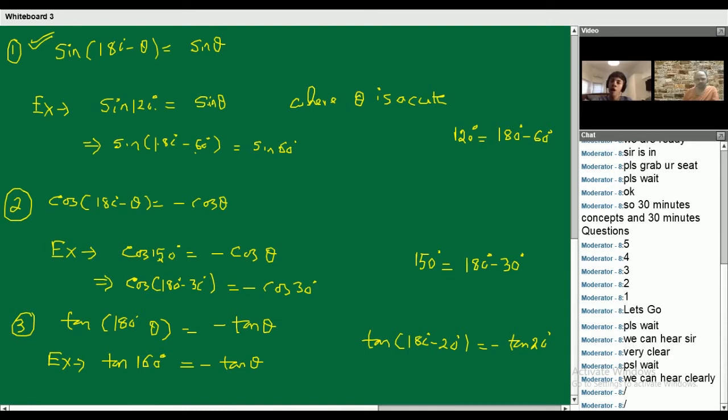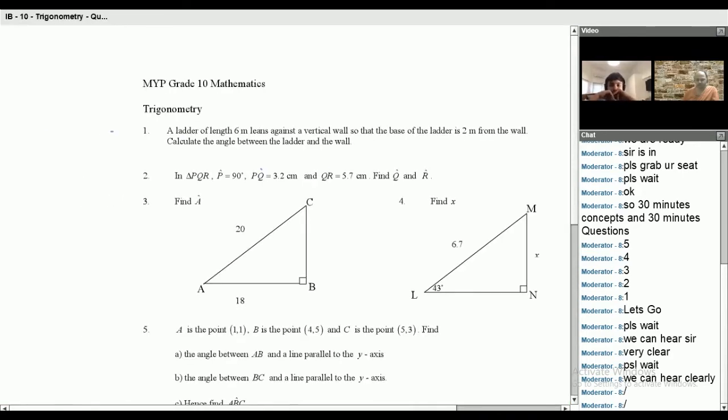So it was all about the conceptual discussion. Now we are moving to the paper. Let's move to the paper. Here is the first question. A ladder of length 6 meter leans against a vertical wall so that the base of the ladder is 2 meter from the wall. Calculate the angle between the ladder and the wall.